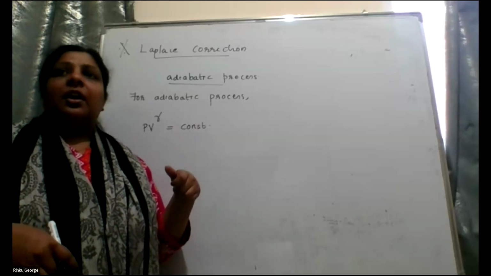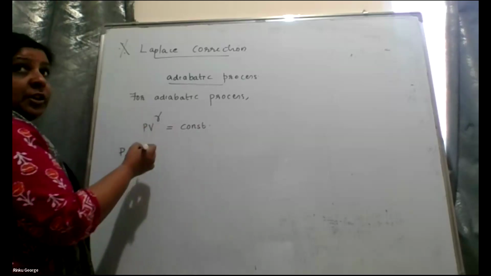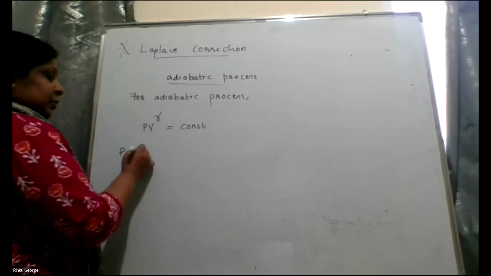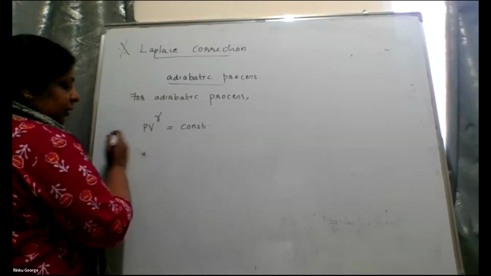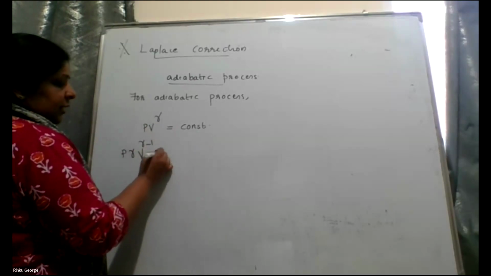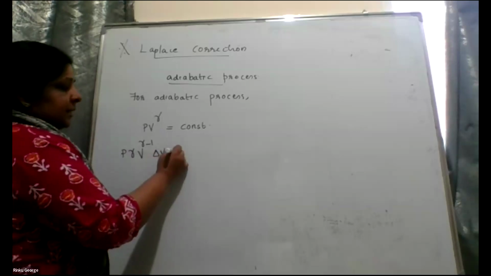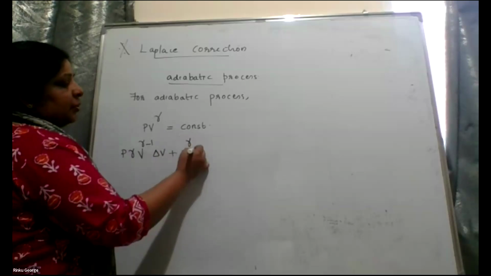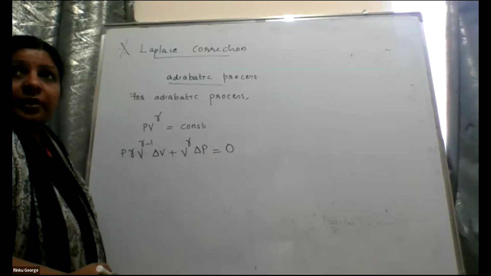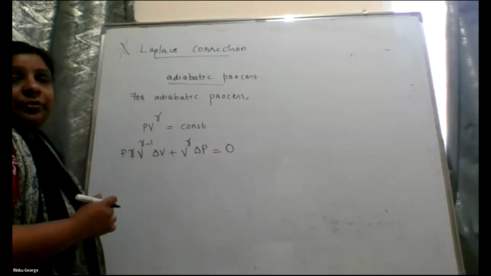Now we are going to differentiate. I'll explain the differentiation, okay? First into differential of second. So what will that be? n into x raised to n minus 1. That is how you will differentiate. So P into gamma into V raised to gamma minus 1 delta V, first into differential of second, plus second, V raised to gamma, into differential of first, and the differential of a constant is 0. Understood? Okay, so this is how you will differentiate that.